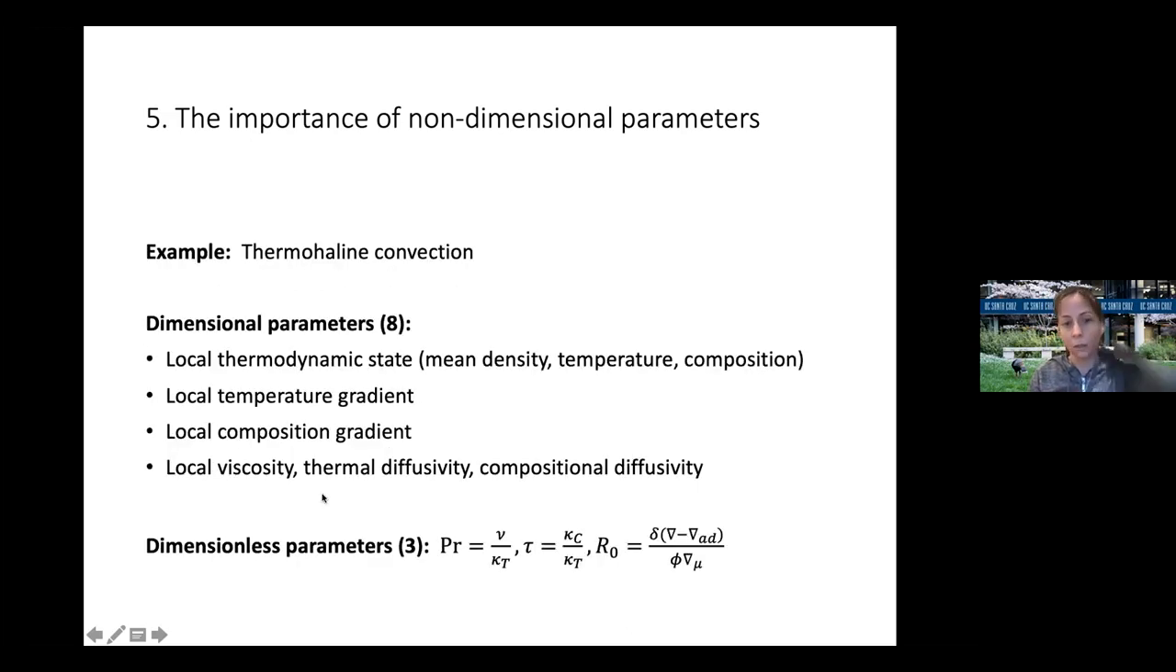But just to give you an example, in thermohaline convection, right? If you think about thermohaline convection in a star, you have 8 dimensional parameters. So the local thermodynamic state and composition, local temperature gradient, local composition gradient, and then the 3 diffusivities. But if you go dimensionless, you can boil it down to 3 parameters that are explicit, and then 1 implicit one, which never matters. So this is really powerful, right? You go from an 8-dimensional parameter space to a 3-dimensional one.